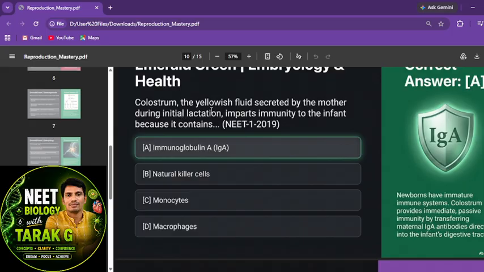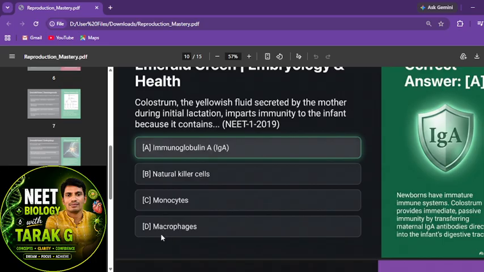Here it says colostrum, the yellowish fluid secreted by the mother during the initial lactation. It imparts immunity to the infant. This was a 2019 question and is very important. The answer is IgA, immunoglobulin alpha. Natural killer cells are not a correct answer. Monocytes are not a correct answer. Macrophages are also not a correct answer.